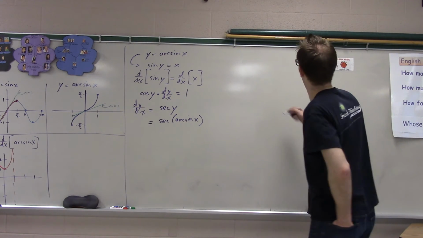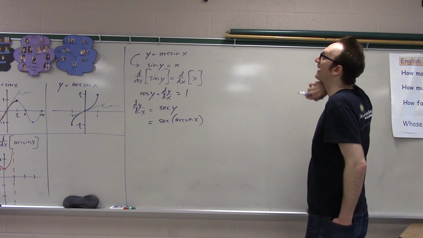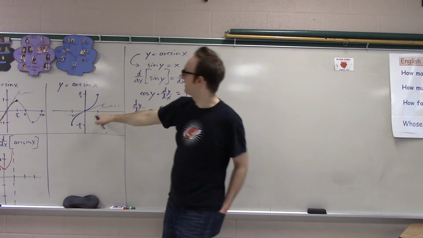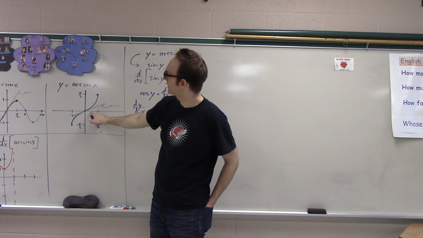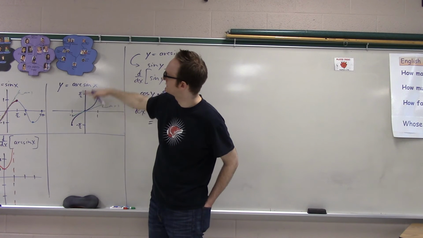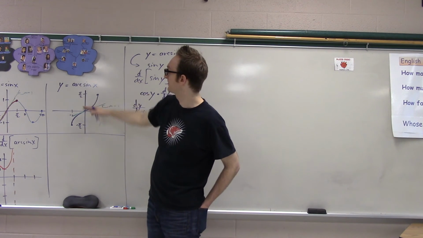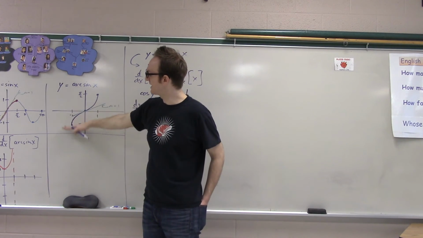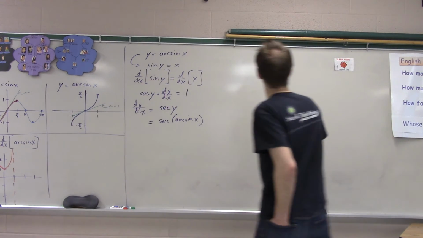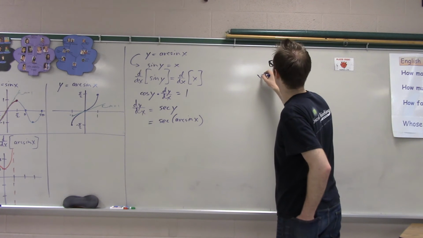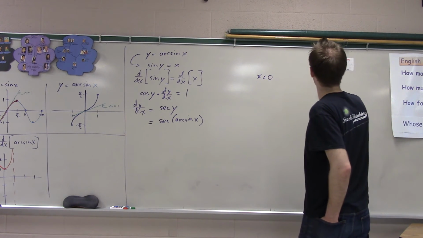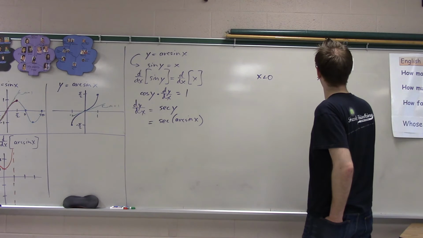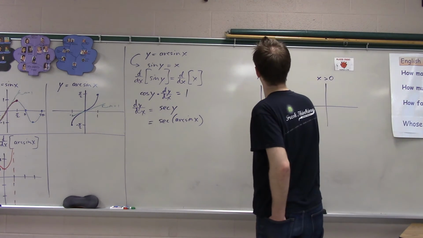Okay. Well, there are 2 cases to consider. If x is a positive number, then the arc sine of it will be between 0 and pi over 2, in quadrant 1. If x is a negative number, then arc sine will be between negative pi over 2 and 0, in the fourth quadrant. So again, we consider the x is negative case and the x is positive case separately.